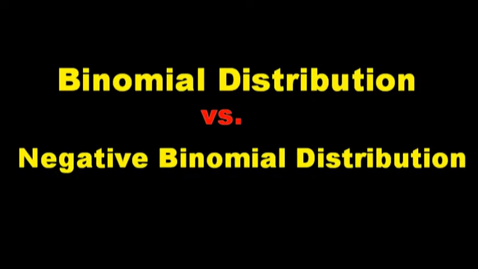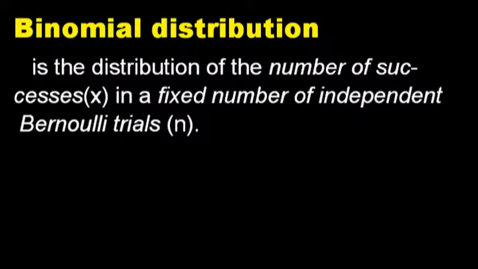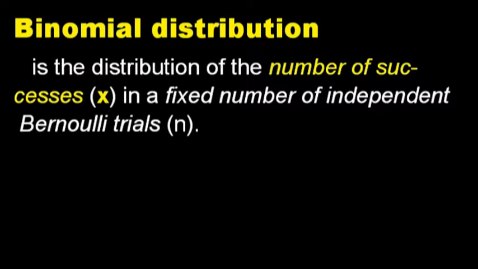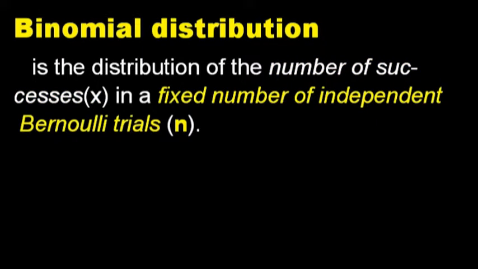Second is binomial distribution. A random variable that has a negative binomial distribution can sometimes be confused for one that has a binomial distribution, and that confusion can cause some problems. So let's take a look at how these two differ from one another. Binomial distribution is the distribution of the number of successes in a fixed number of independent Bernoulli trials. The number of successes is our random variable x, and the fixed number of independent Bernoulli trials is our n.